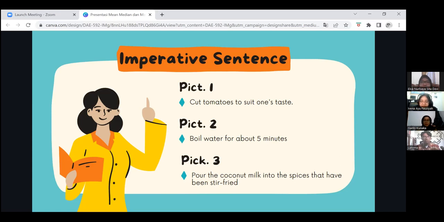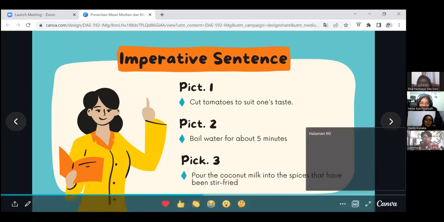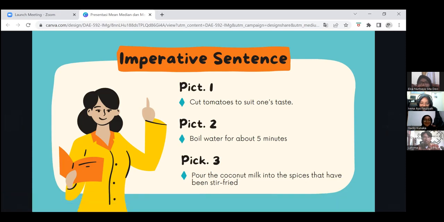Okay, I'll ask you one question. Okay, Gadis, can you answer my question? What is the social function of procedure text? To mention the steps of something, maybe, ma'am. Okay, 90% right. So the social function of the text is to tell the reader how to make something. It means everyone understands the material today, right?